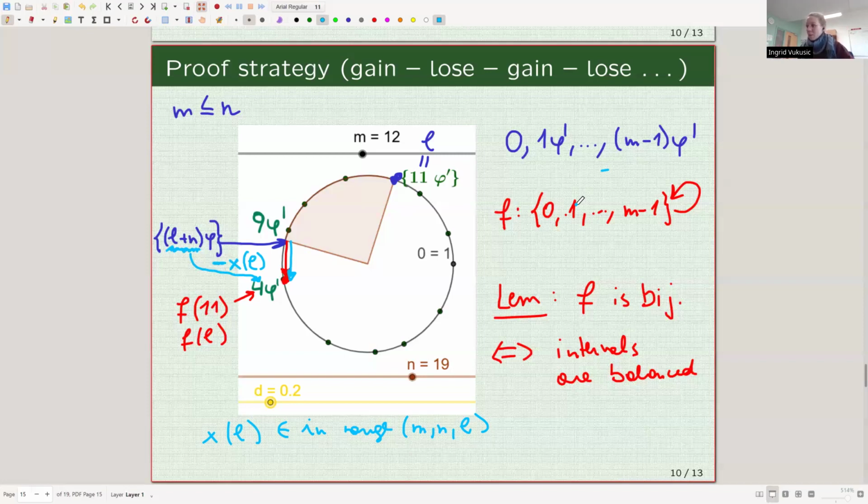And this helps you because, remember, how did we get this? We said f of L should be L plus n minus this x of L. That's how we defined it. And so if we want to know whether f is bijective, n is fixed, we can instead check whether x of L minus L is bijective.